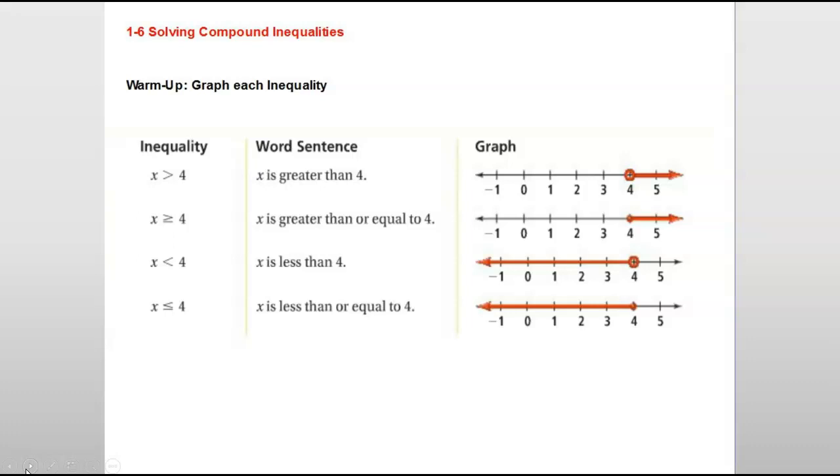So as part of your warm-up, you were to graph those inequalities. The idea was understanding whether it was an open or closed circle, understanding whether it was shaded to the right or the left. So greater than is shaded to the right, greater than or equal to is closed, less than is shaded left, and less than or equal to was left and closed.